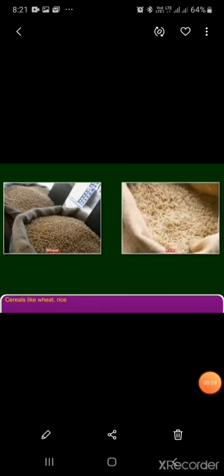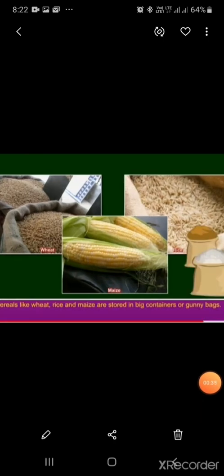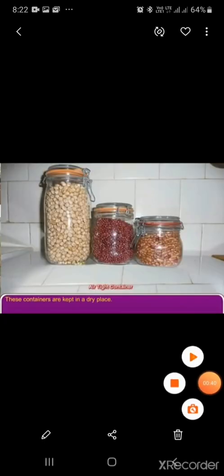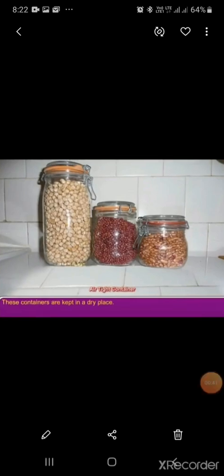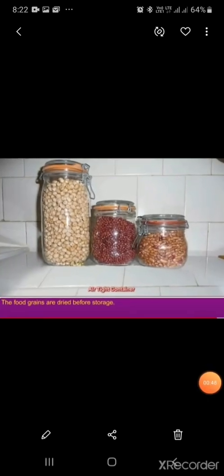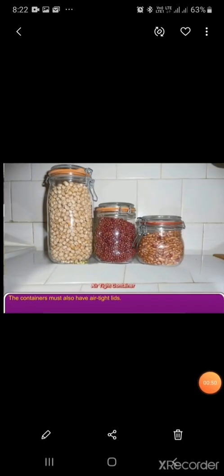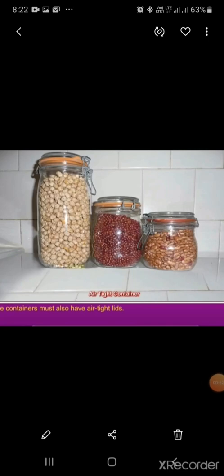Cereals like wheat, rice, maize are stored in big containers or gunny bags. These containers are kept in a dry place. The food grains are dried before storage. The containers must also have airtight lids.